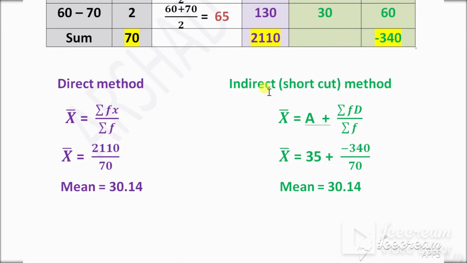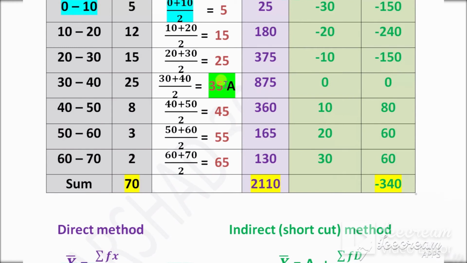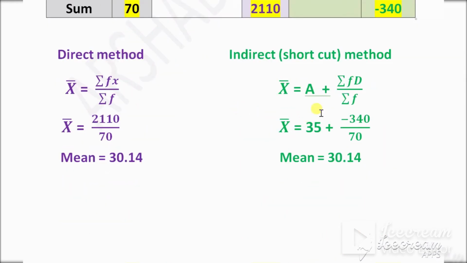Shortcut method or indirect method. First write the formula. x bar is equal to a plus summation fd divided by summation f. Now what is a? The assumed value is 35, so write assumed value 35, and the fd total is negative 340 and the f total is 70. So first divide the two numbers, then subtract from 35. We will get mean equal to 30.14. So the direct method and the indirect method both give the same answer for the same question. That's the property of arithmetic mean, it will always give the same answer.